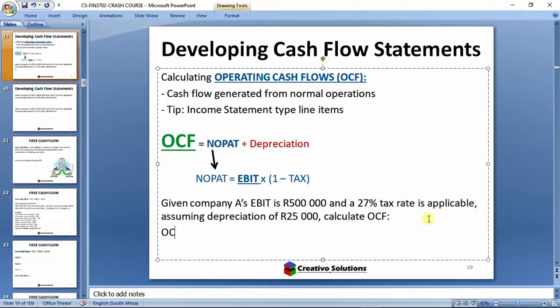Okay, OCF equals open brackets, the 500,000 times 1 minus the tax rate, close brackets, plus the depreciation, which was 25, equals. On the calculator, let's do that calculation. 500,000 times after tax, so 0.73, is 365, plus the 25. What did you say your answer was? 390? Yes. Good. Okay, that's the OCF.